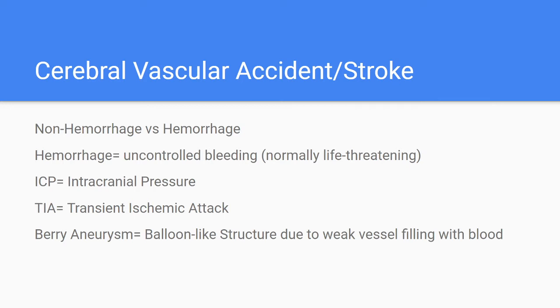So next, what we're going to move on to is cerebral vascular accidents, or strokes. Strokes are the 5th leading cause of all deaths in America, and the big things you have to remember here are the risk groups.